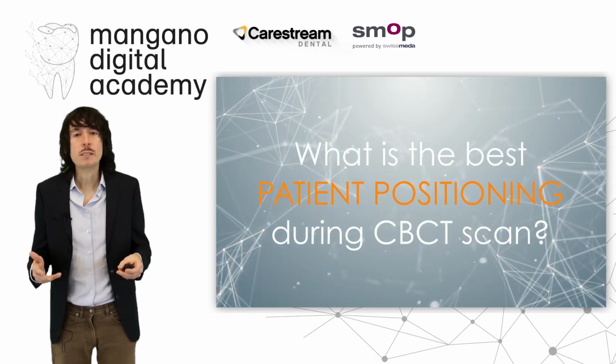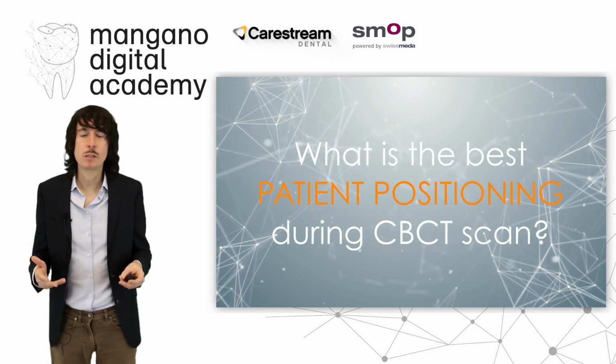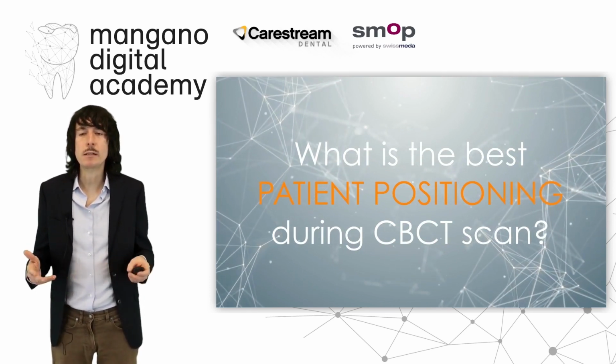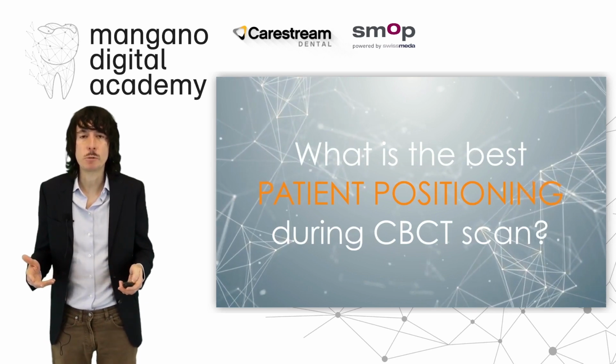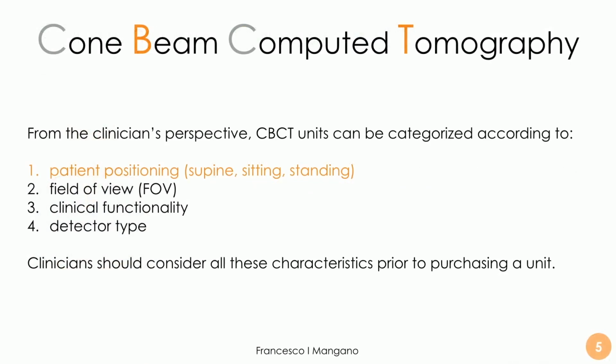So what is the best patient positioning during the CBCT scan according to the literature, at least, and from the clinician perspective? From the clinician perspective, CBCT units can be categorized according to the field of view, of course, the functionality, the detector type. All these characteristics are important, but the patient positioning also is quite important because the patient can lie supine, can sit, or we can have the patient standing during the CT scan. So we have different options, obviously.